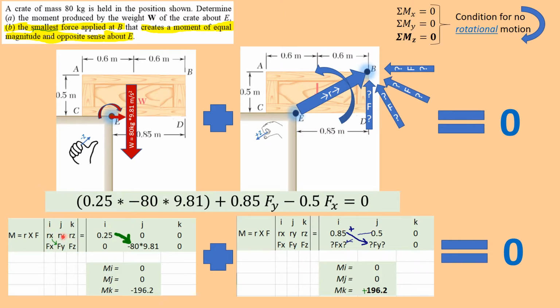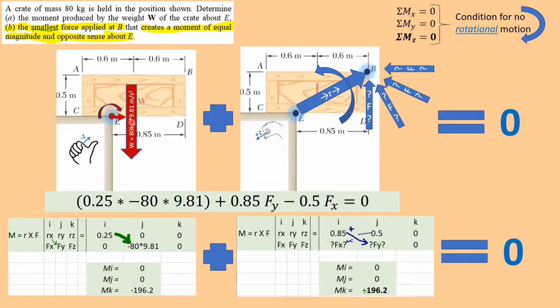Let's write out the cross product for each pair of R and F. So this first cross product is for the first R cross F pair. We have our position vector coming over 0.25. Remember, 0.85 minus 0.6, that's 0.25. That's in the X direction, and we're going from the axis to the force. So we're pointing to the right, that's going to be positive.